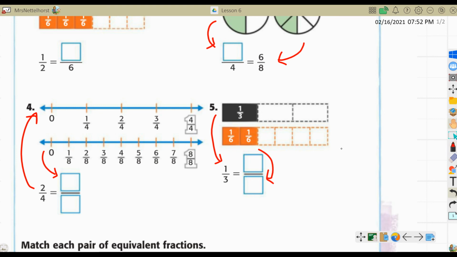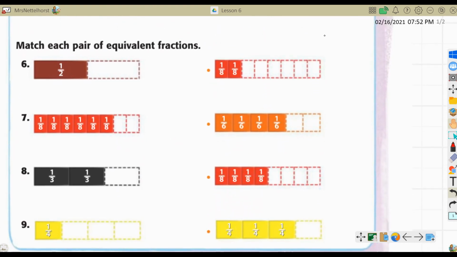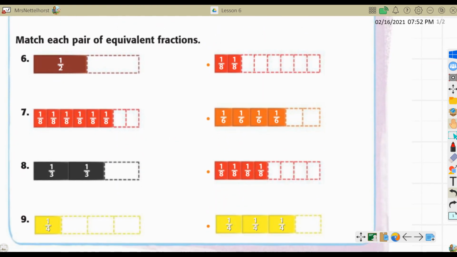Okay, so let's look at the bottom. You're going to match each pair of equivalent fractions. So you're going to look at the fraction on the left and then find the one on the right that is the same size, it takes up the same space, and you're going to draw a line from the fraction bar on the left to the orange dot next to the one that is its equivalent. Okay, so that is how you do equivalent fractions.